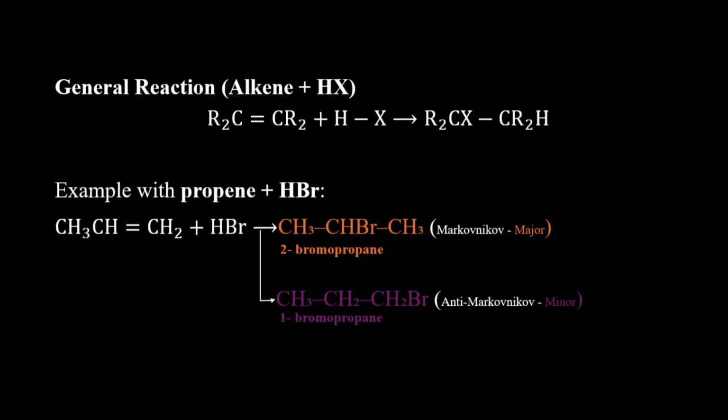But notice, we also get a minor product, 1-bromopropane. That's the anti-Markovnikov product. So why do we get a mixture? And why is one major and the other minor? That's where carbocation stability comes in.